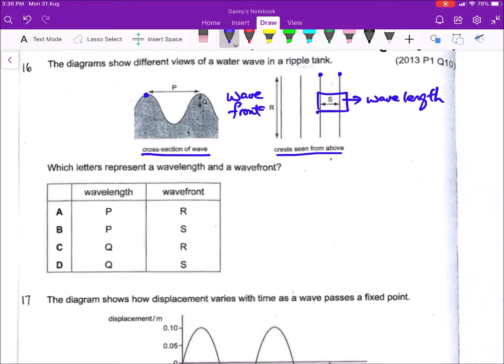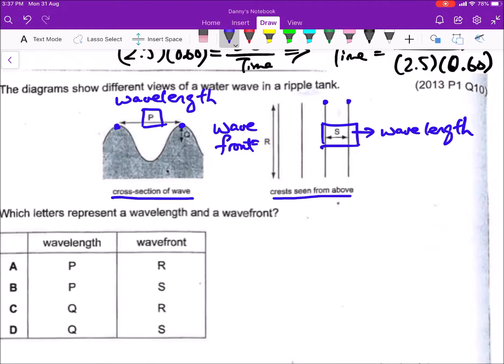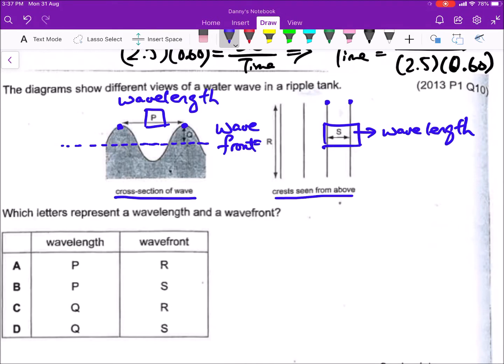If we look at P, P is the distance from one peak to another peak. So your P is also representing wavelength. Down here Q, if you blow it up, you will be able to see that it is measuring from this dotted line, called the undisturbed position, to the peak. So for your Q, it is actually your amplitude.